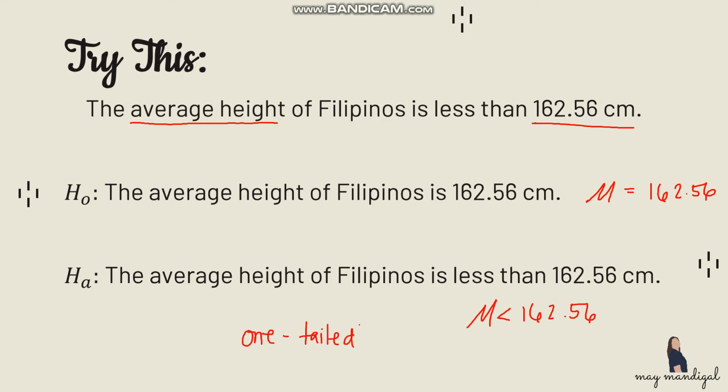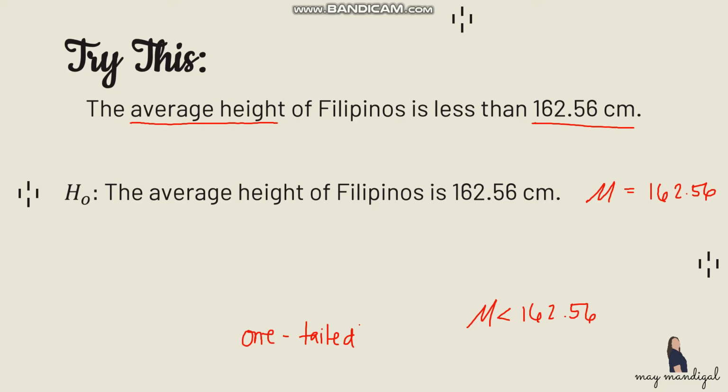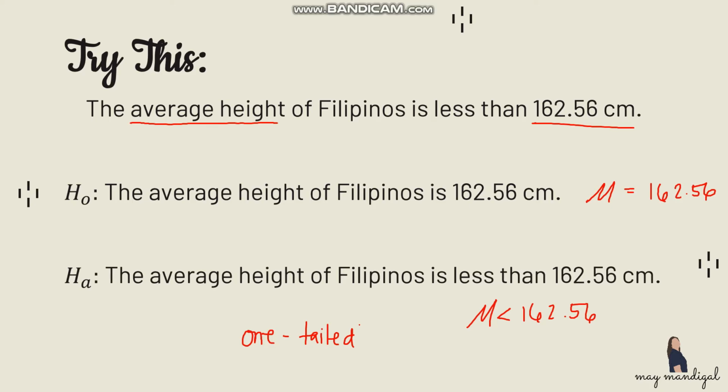So our previous example a while ago is two-tailed because we use the not equal symbol for our alternative hypothesis.